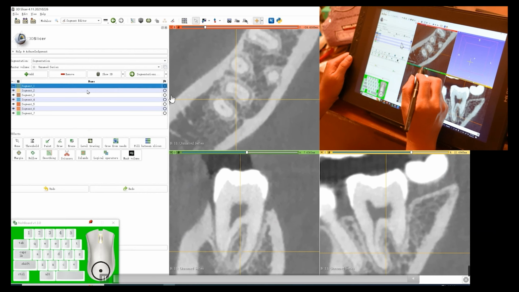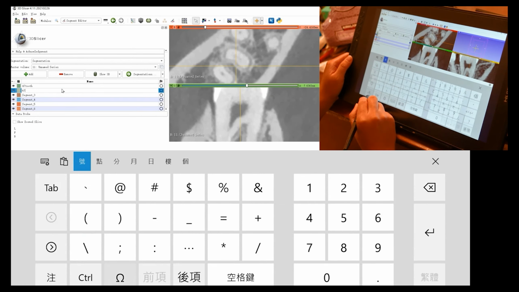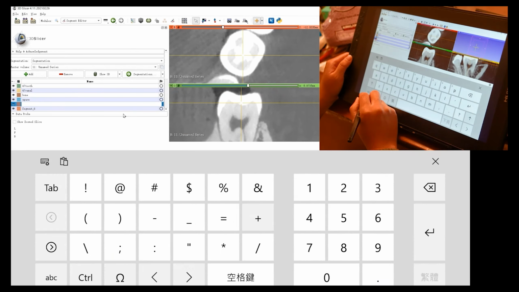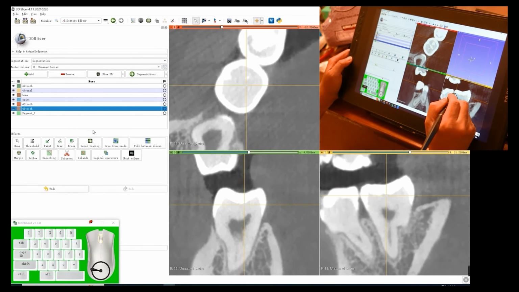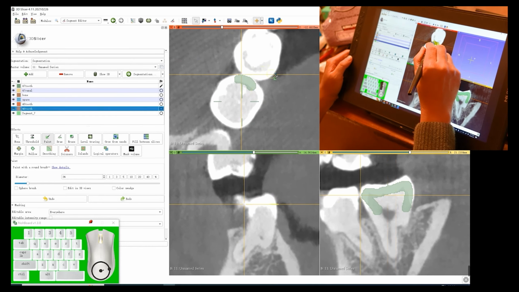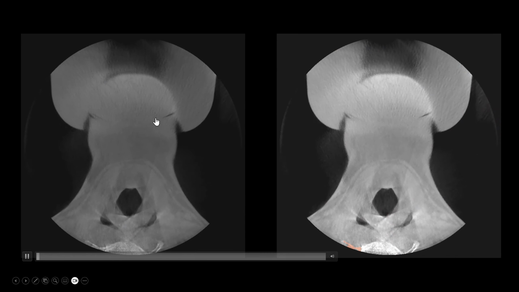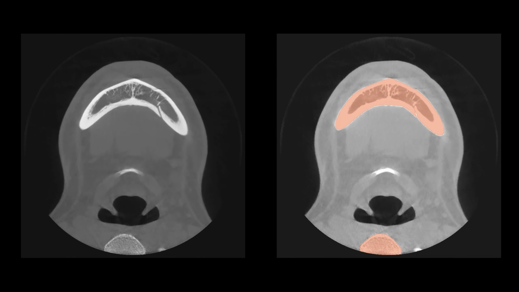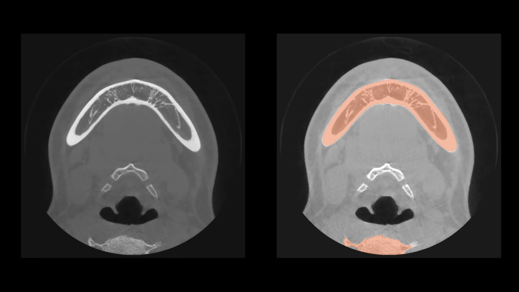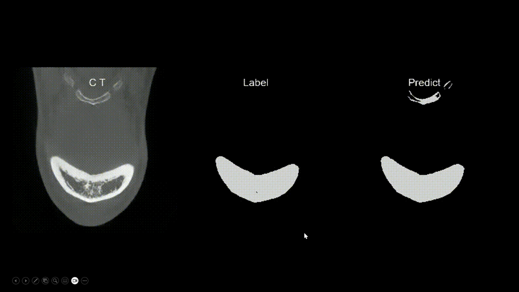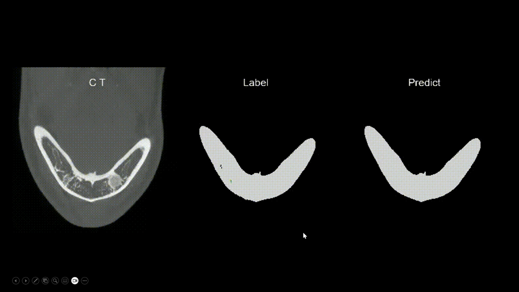And personally, this is my research, where I label these structures by hand, with different colors you can see: the root, root canal, and the bone. So we train our AI model to do this. This is my label, which was done by a human, and this is the prediction, predicted by AI. So this is the outcome.